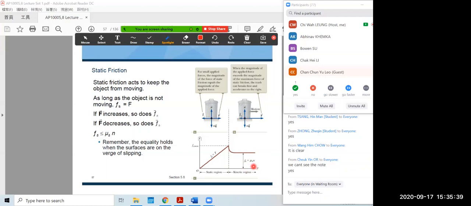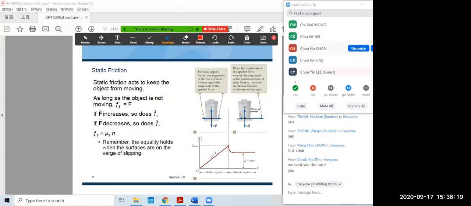So in the static region, the maximum frictional force, which is this point, is proportional to the normal force acting on the object. If you put more weight on the object, then the reaction force acting on it increases, and then the maximum frictional force will increase. The proportionality constant is μs, the coefficient of static friction.